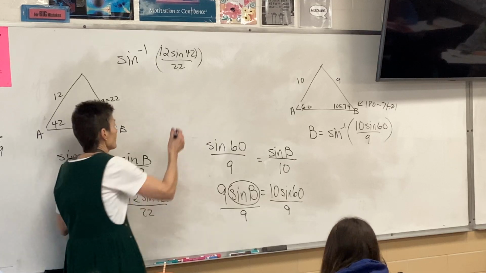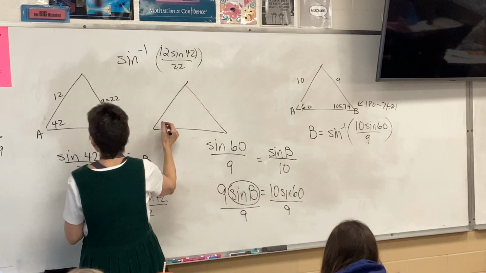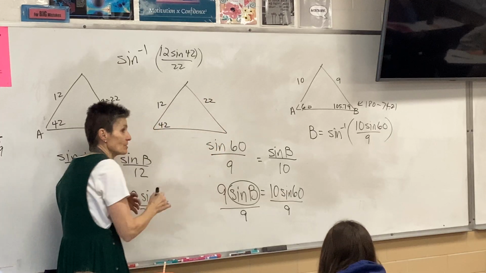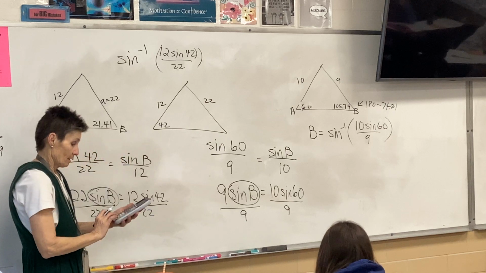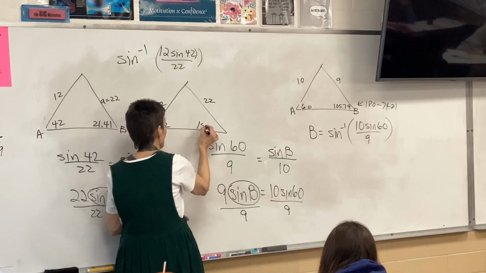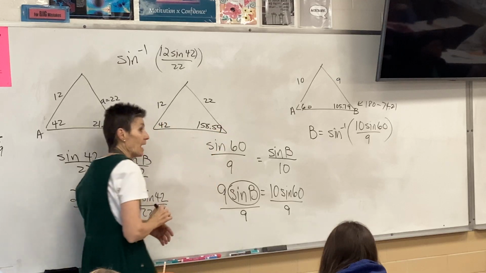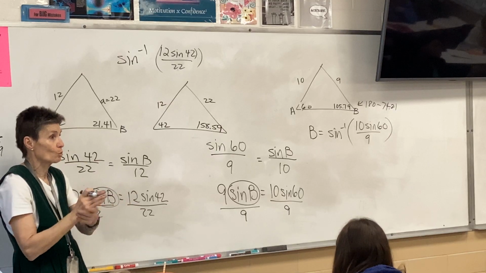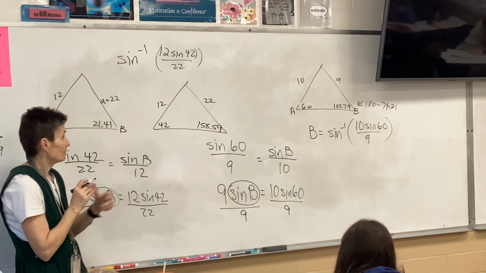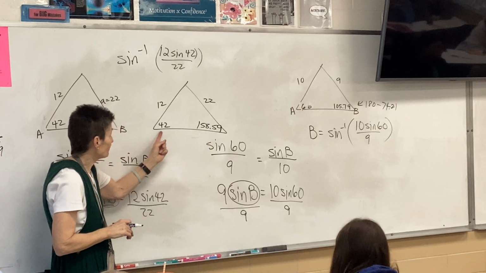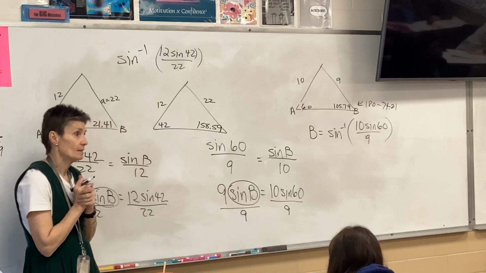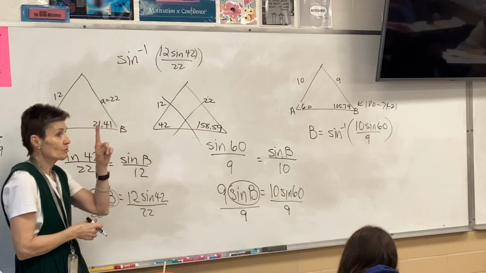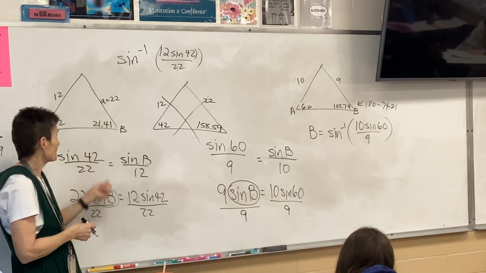So now I have to see, is there another answer? This one's 42. What would that second answer be? 158.59. How do I get that second answer? 180 minus the first one. Check it out. Can you have a 42 and a 158? No, you cannot. So therefore, one triangle is possible, and that's the one with the 21.